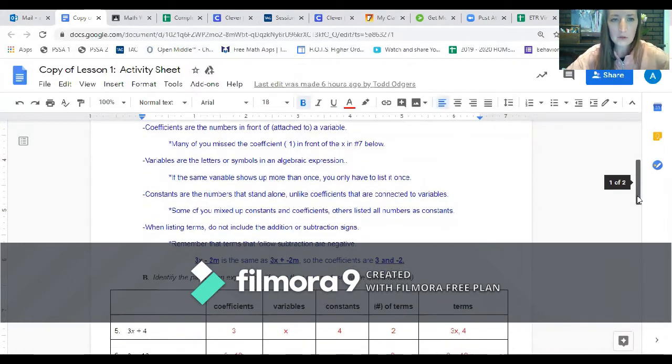Okay, so just some notes that I made while I looked through our worksheet. Some of the things that were the most tricky were the negative signs. We didn't get too into that this year, so I'm okay with some flexibility there. We'll talk about it question by question. If a variable shows up more than once, you only have to list it once. You don't have to say, for example, x, comma, x, comma, x. You can just say the variable in the problem is x. And like I said, mixing up some constants and coefficients.